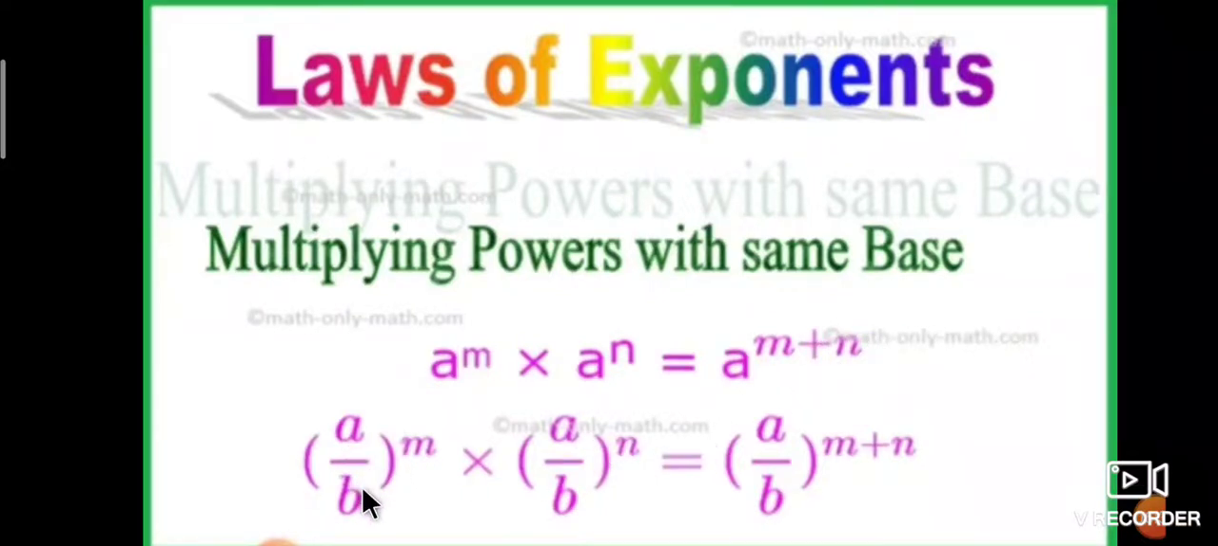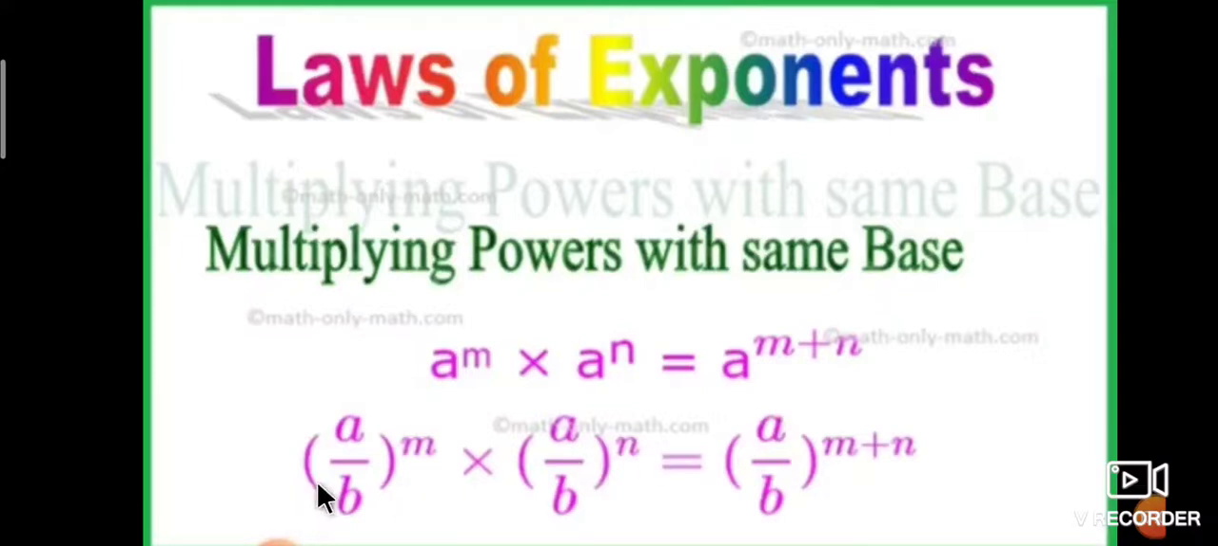The second form is (a by b) whole to the power of m into (a by b) whole to the power of n is equal to (a by b) whole to the power of m plus n. Here a is any real number, and m and n are any positive integers. Therefore, a to the power of m into a to the power of n is equal to a to the power of m plus n.